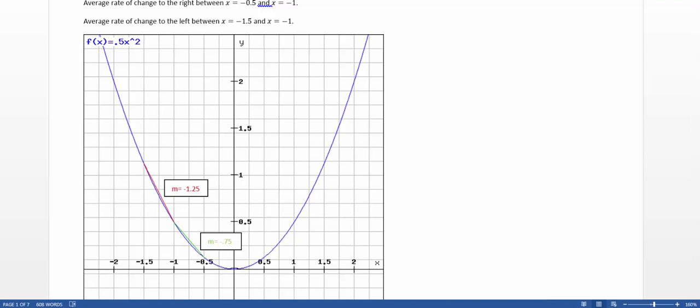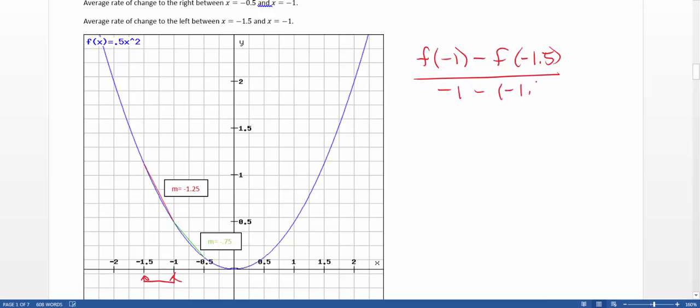So now we have the same function, 0.5x squared, but now when we look to the left and the right, instead of going 1 unit away, we're going to go 0.5 units away. So we're getting closer to negative 1. So when we do the average rate of change to the left, we're going to be using the points negative 1 and negative 1.5. So we're going to do f of negative 1 minus f of negative 1.5 divided by negative 1 minus negative 1.5. So again, we're finding the slope of the red secant line.